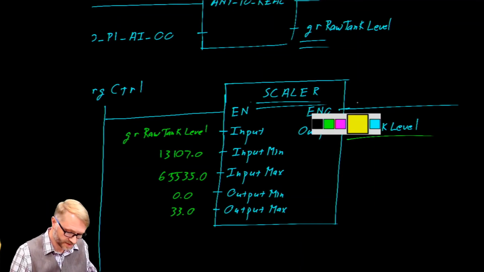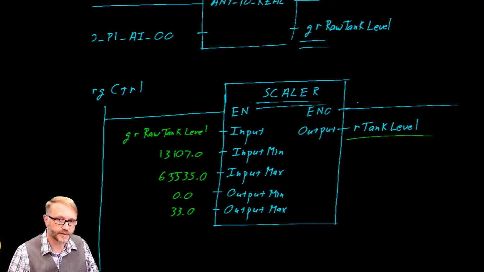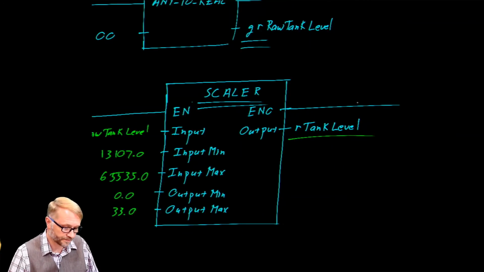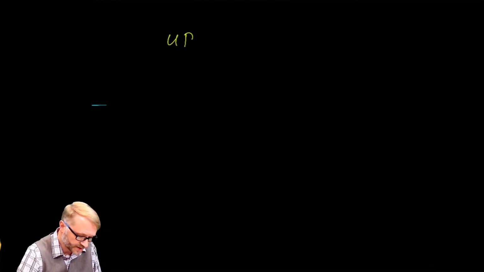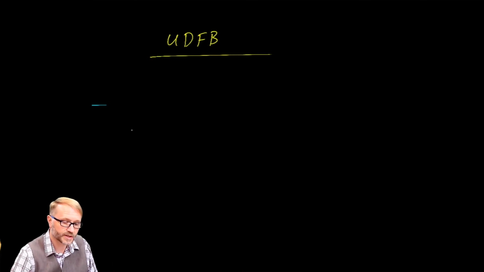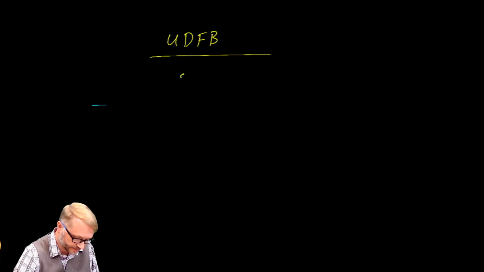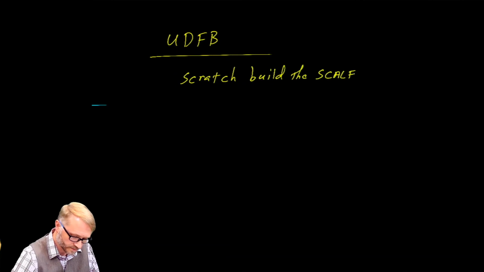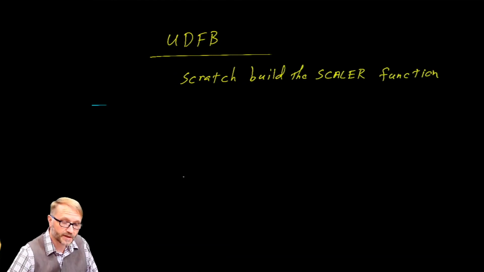And I propose that we can, and I think it would be very useful if we spent the next 5 or 10 minutes actually doing that. So we are going to build what's called a user-defined function block. We are going to construct the scalar block. To get started, we need to calculate the slope of a line.